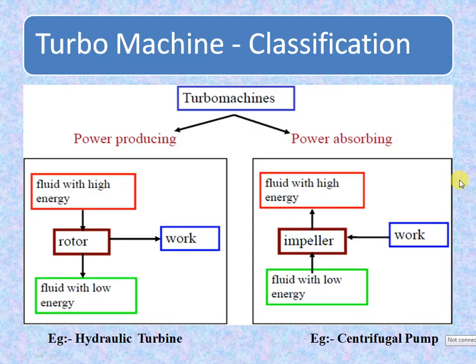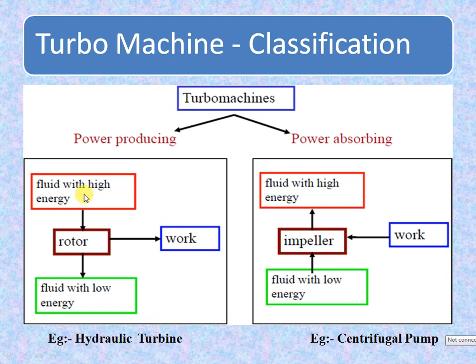So the next important point is classification of turbo machine. The turbines can be classified according to various criteria, but the basic two criteria are power producing and power absorbing. Here you can see the general schematic arrangement for a hydraulic turbine and a centrifugal pump. In a hydraulic turbine, the energy is produced. The name tells us it is power producing, and in a centrifugal pump, power is absorbed.